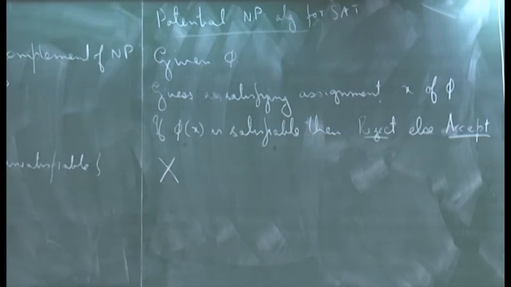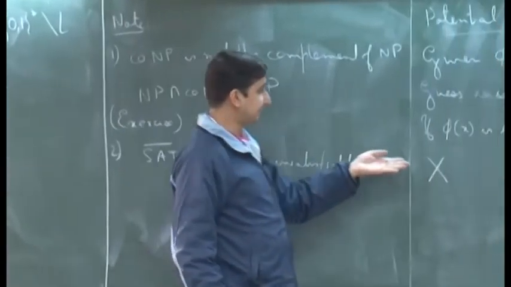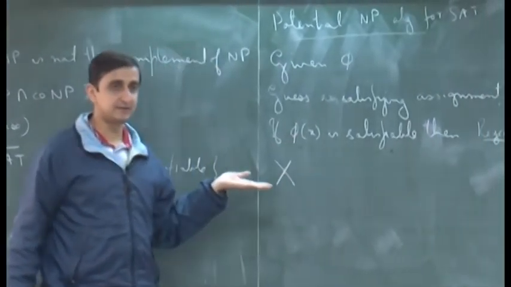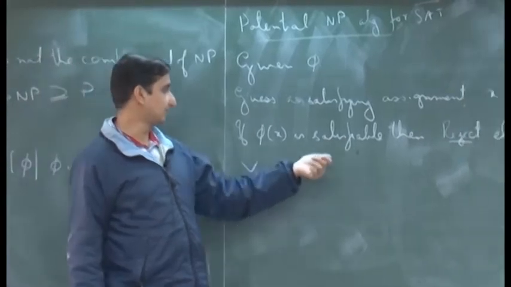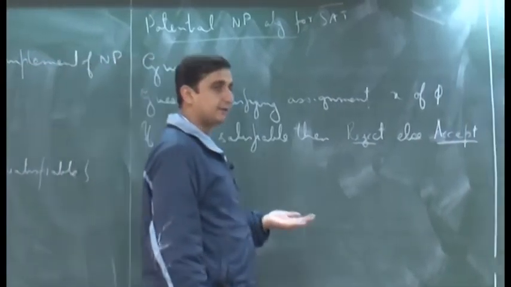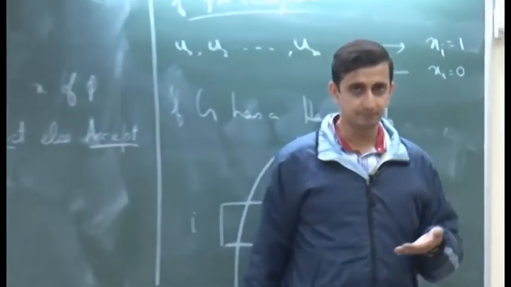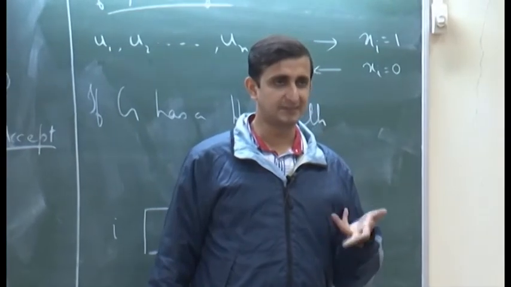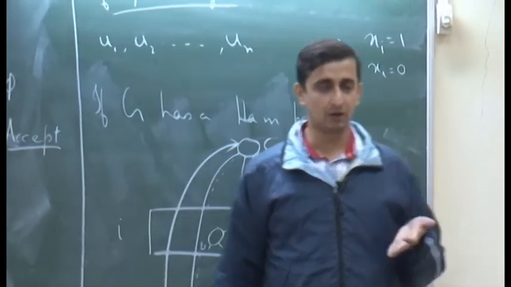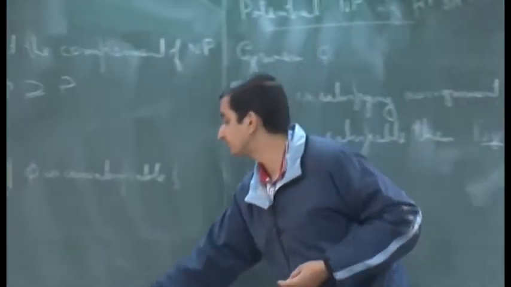So, when we say that a language is in co-NP, what it means is that for all possible certificates, okay, so not only for one certificate, for all possible certificates there is a polynomial time Turing machine which accepts or rejects, however way you want to define it. So, let me just write that.